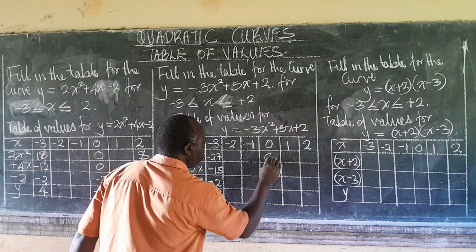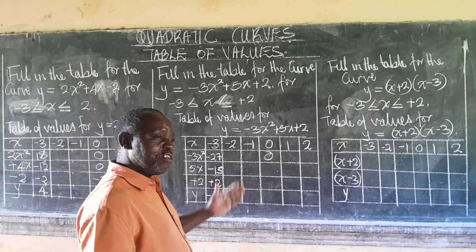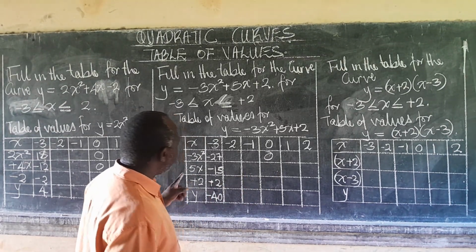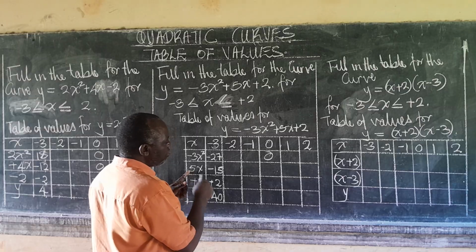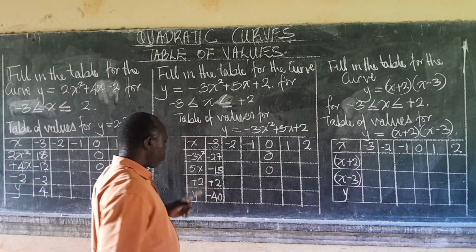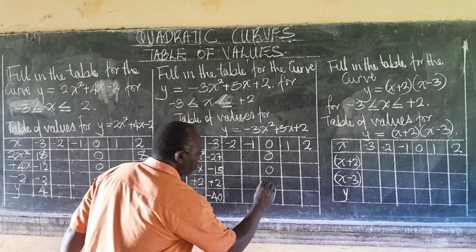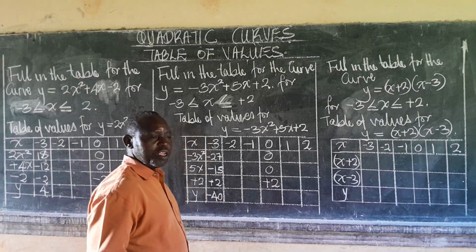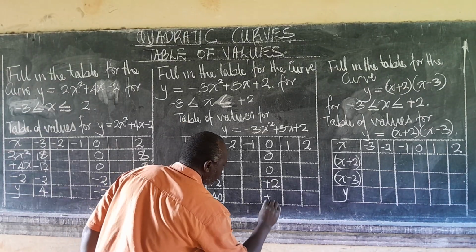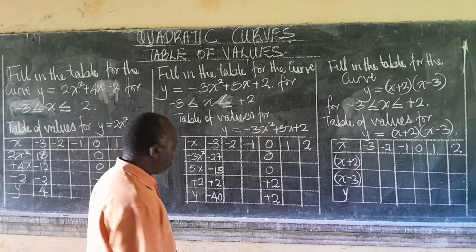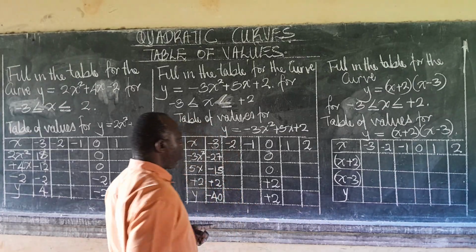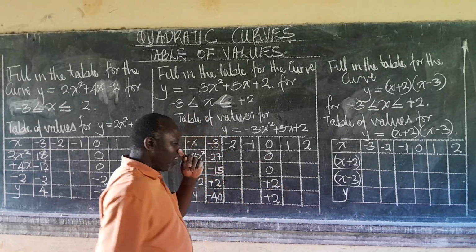Here it is 0. 0 will never be negative. 0 is within the central. Then here we have 0 times 5x, we have 0. Then here we have plus 2. So here the answer is plus 2. The whole of these ones are representing x.